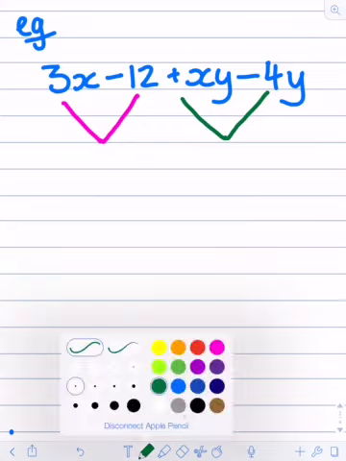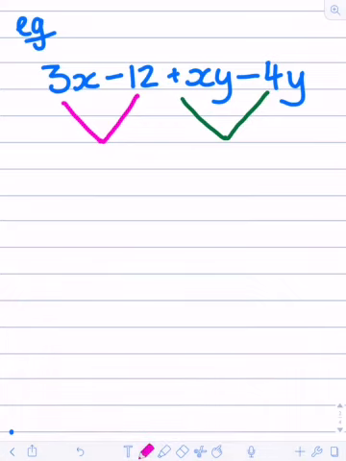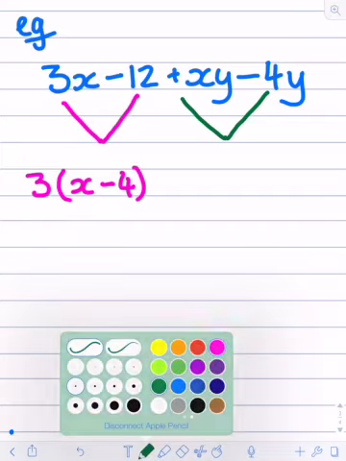So let's look at the first two terms. Now the first two terms are 3x and minus 12. Now the highest common factor of 3 and 12 is 3. And they don't share any common letters, so we don't put any letters outside. So 3, open bracket, 3 times what is 3x, another x. 3 times what is negative 12, negative 4. So that's the first part done.